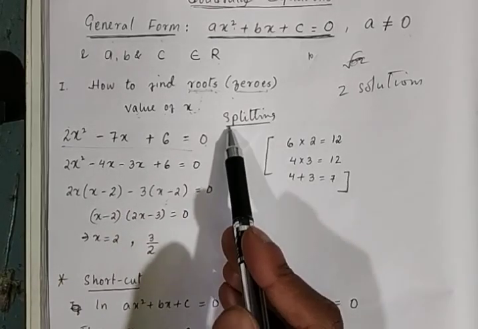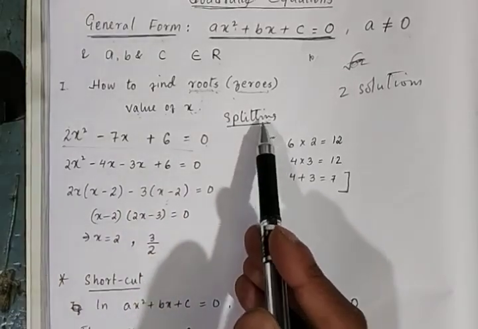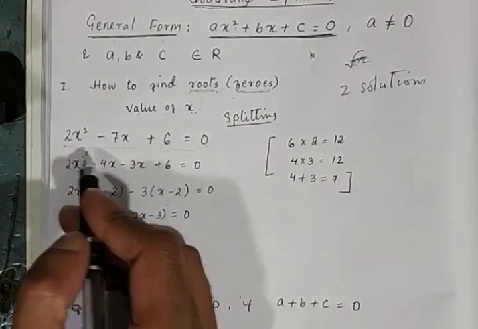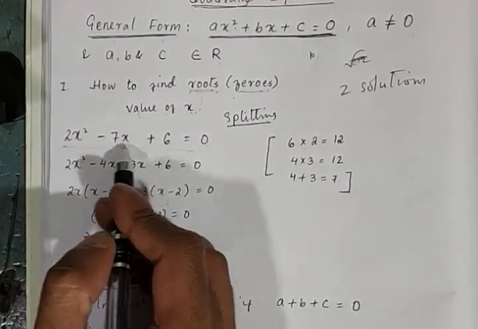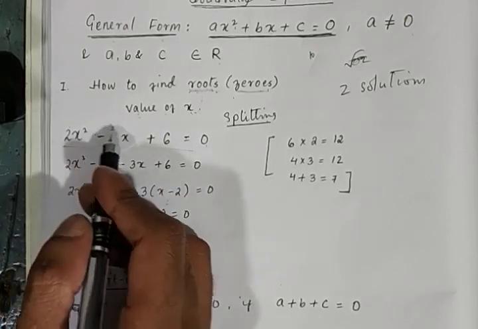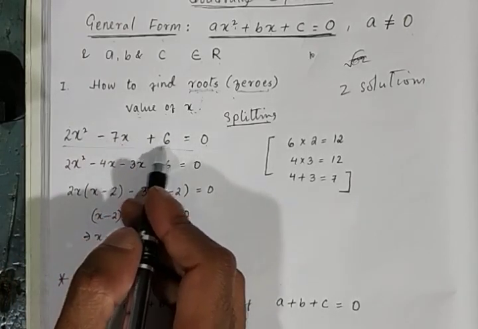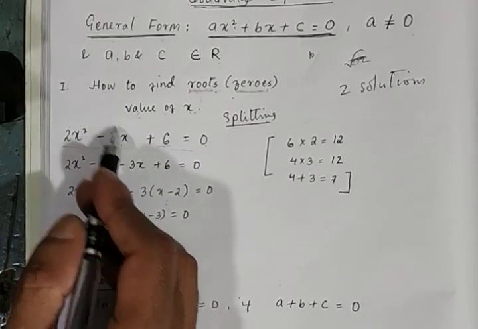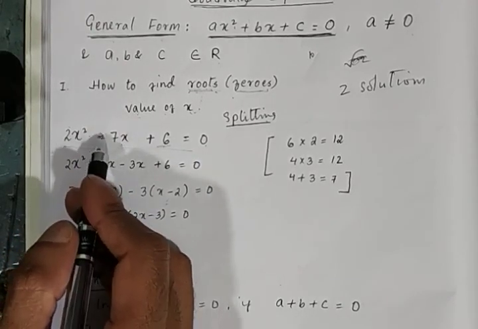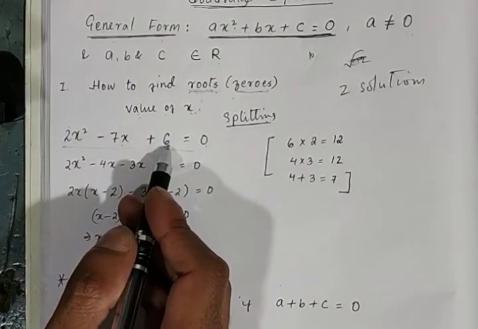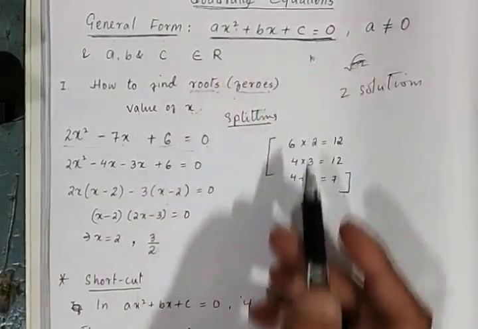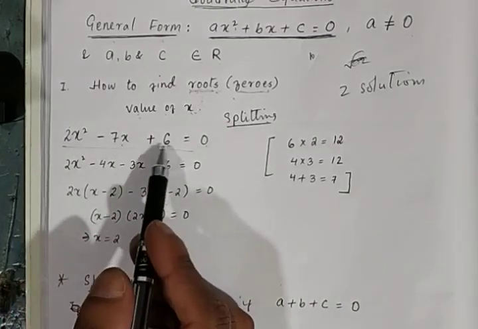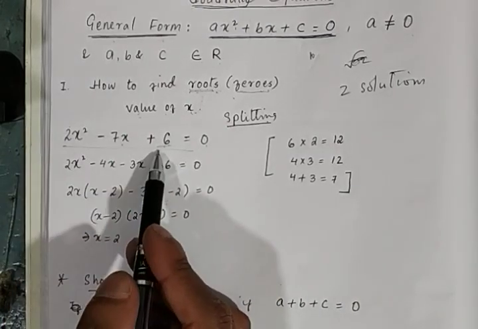The first method I'm going to teach you is splitting. What is the splitting method? Observe it very carefully. Always arrange it this way first: x² and then the x term and then the number. Now you see this is ax² + bx, where b is −7, plus c equal to 0. This is the general form. So first of all you arrange it this way, in descending order of the power.